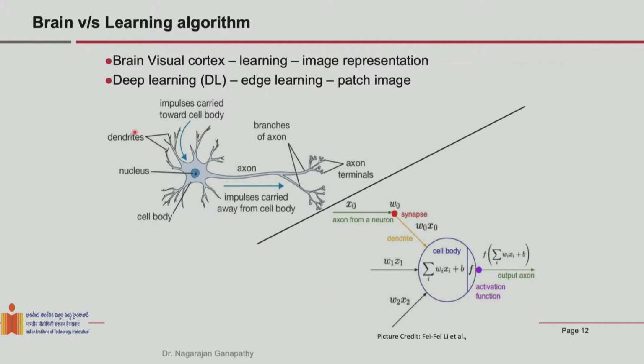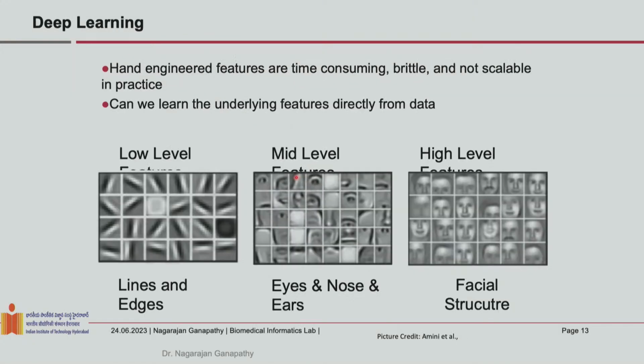So the same thing is happening here. You have dendrites to pick up the inputs, you have the nucleus to process, you have the axon to take the weightage of the information, and that is being taken to the next level. This is exactly what we are doing in the deep learning scenario.